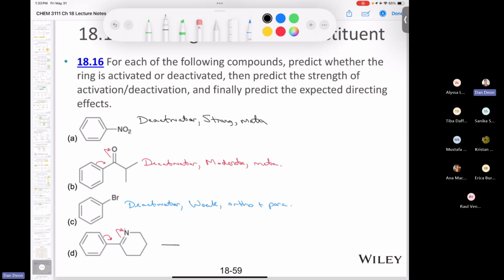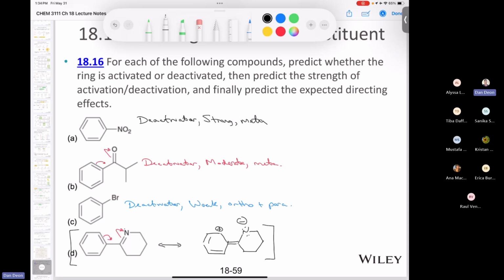If you don't believe me, we could just draw the resonance form of this quickly. There we go. So let's just scribble it down here. It would look something like this. Okay, and then we would have a negative charge on our nitrogen. So it's going to look something like this and something like that. So there you go. You can clearly see that there's electron density being pulled out of the ring.